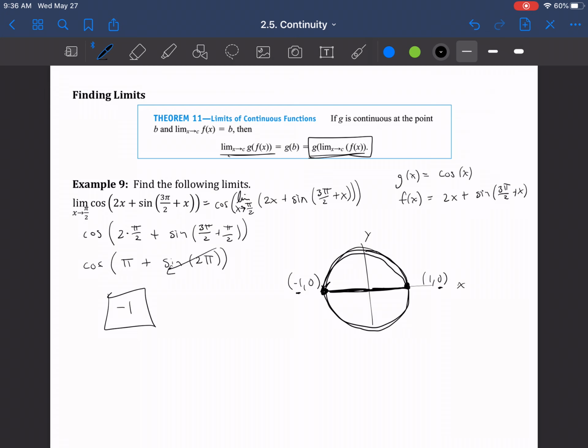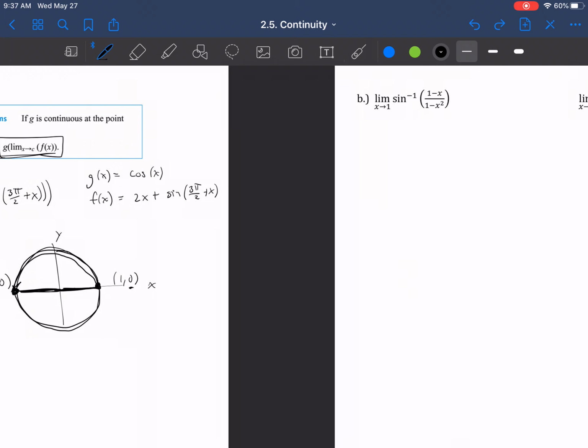If you went through and did the whole thing out the long way and just actually started plugging in the pi over 2 right here in this version of it, you should get the same answer, but this might help you do it a little easier.